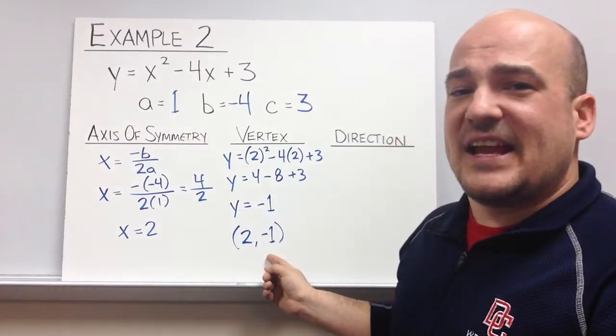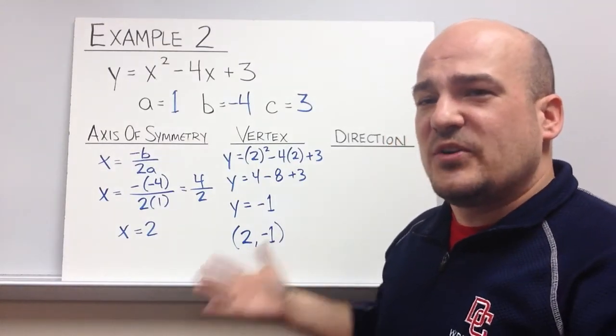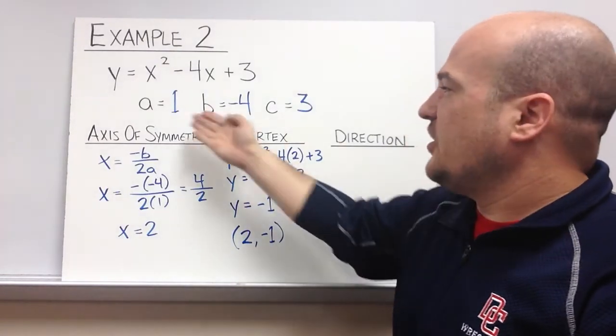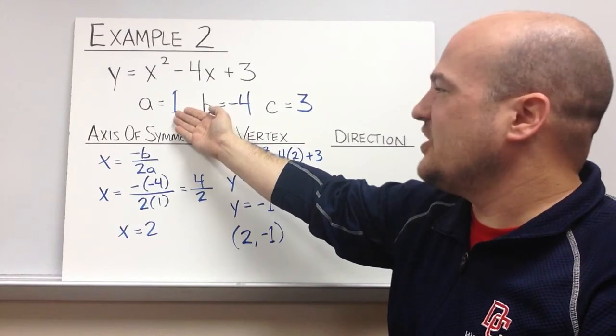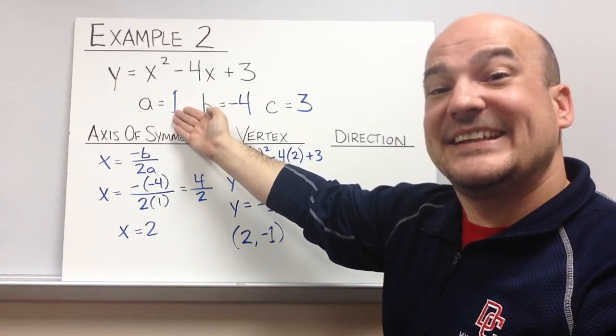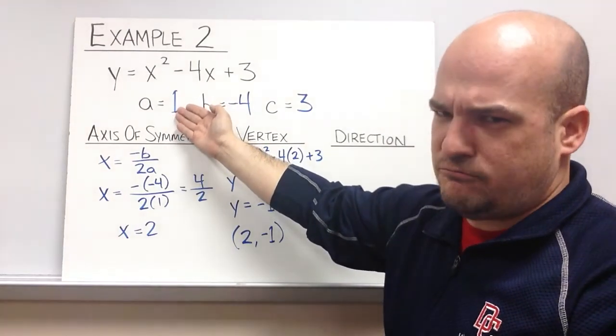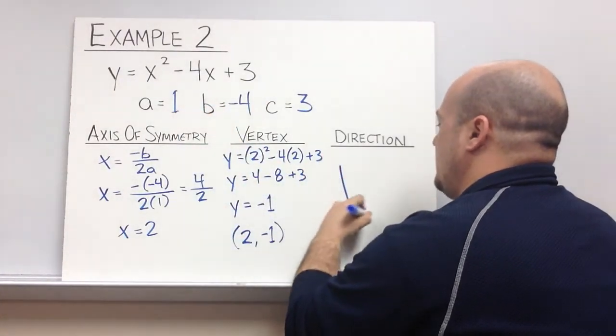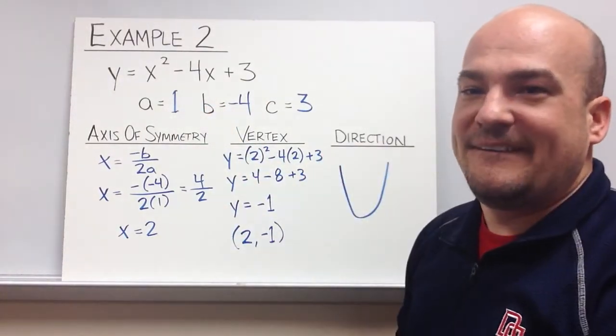Okay, the last thing that I want to know today is what direction is my parabola heading. For the direction, I just look at my A. Okay, look at your A. If it's positive, smile. If it's negative, frown. Okay, in this case, my A is positive, so my parabola opens up like a smile.